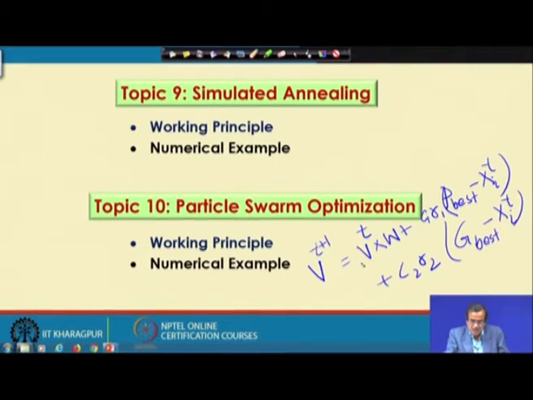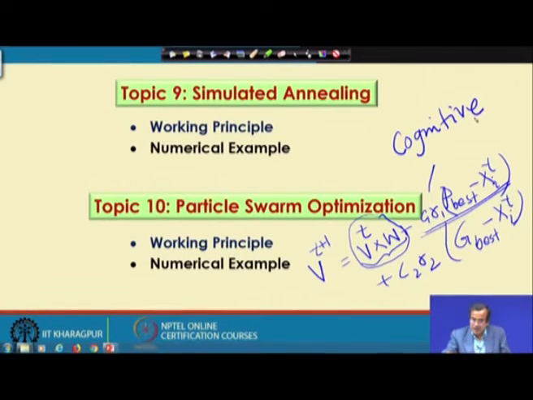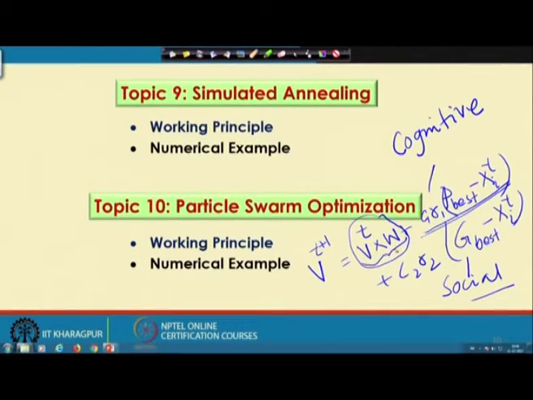Now, this first term is going to give initial momentum to the particle, and the term C 1 R 1 p best minus x i t is going to give the cognitive component. This is called the cognitive component, and the other term is going to give the social component. So, here are the meanings of the cognitive component, the social component and the initial momentum. Using these three things, the particle is going to update its velocity.